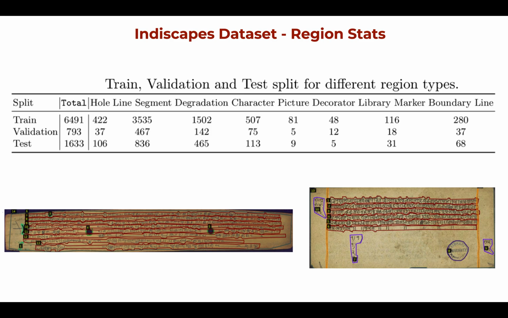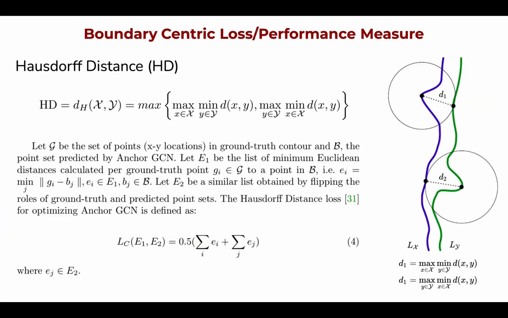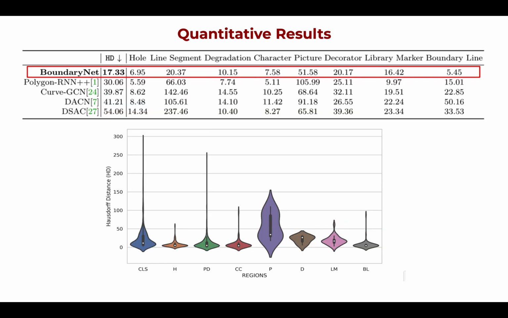We source the region data and annotations from Indescapes, a large-scale historical manuscript dataset. We use a boundary-centric Hausdorff distance to optimize anchor GCN parameters. We also use Hausdorff distance as the evaluation metric. BoundaryNet outperforms strong semi-automatic baselines. In particular, it has extremely good performance for the most common region class, character line segment.